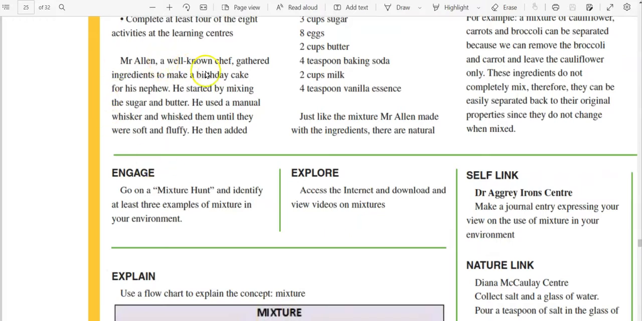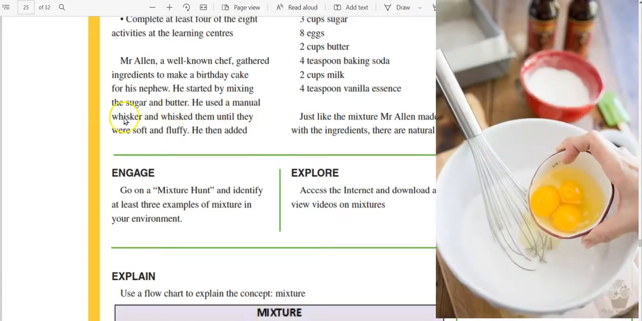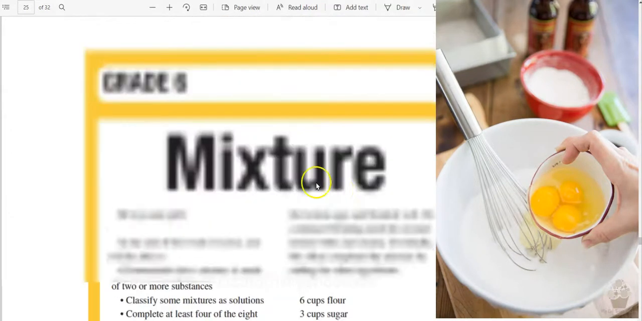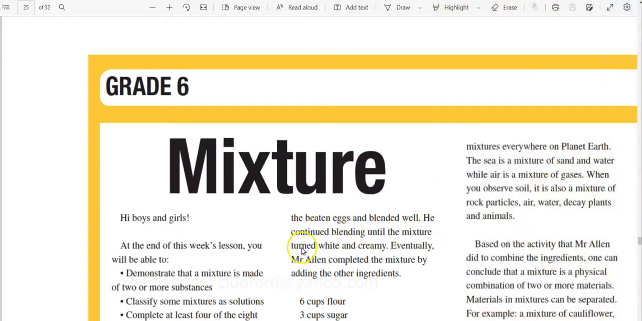Mr. Allen, a well-known chef, gathered ingredients to make a birthday cake for his nephew. He started mixing sugar and butter. He used a manual whisker and whisked them until they were soft and fluffy. Then he added the beaten eggs and blended well. He continued blending until the mixture turned white and creamy.